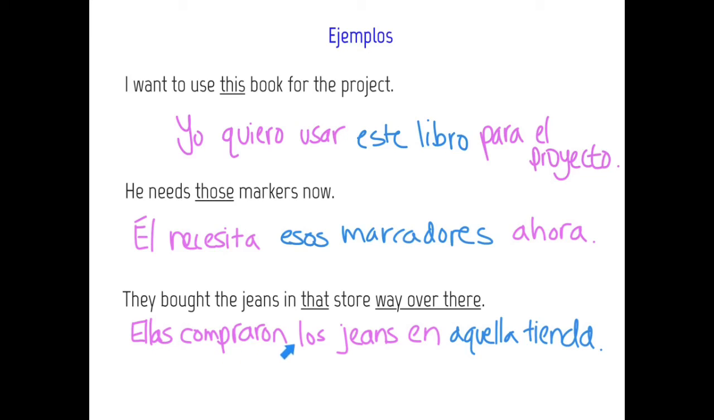Ellas compraron los jeans en aquella tienda. They bought the jeans in that store over there. So in English it's kind of clunky because, like I said earlier, we typically only work with this and that, versus in Spanish there's 3 rings, this, that, and that over there. So for something furthest away, the store super far, aquella tienda. So it's the furthest distance. Now tienda is singular and feminine, so my demonstrative is singular and feminine as well.